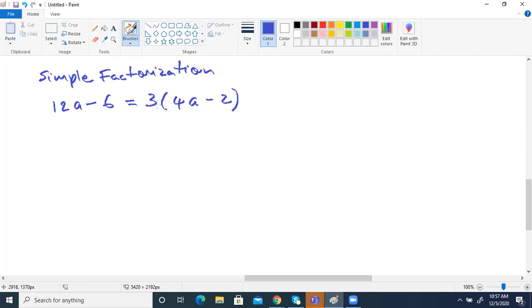Notice that 3 times 4a gives 12a, and 3 times minus 2 gives minus 6. But why 3? When I look at this, it's even wrong; a better number would be 6. This is still correct in terms of being able to take out 3 and the equality being the same, but why not use, for example, 2? Let me use 2 and see what happens.